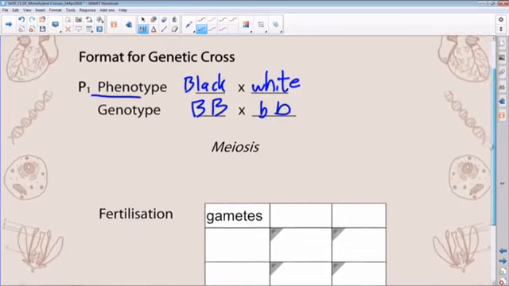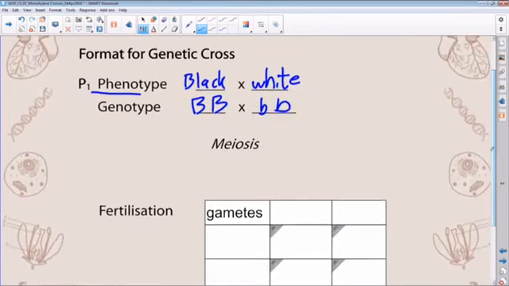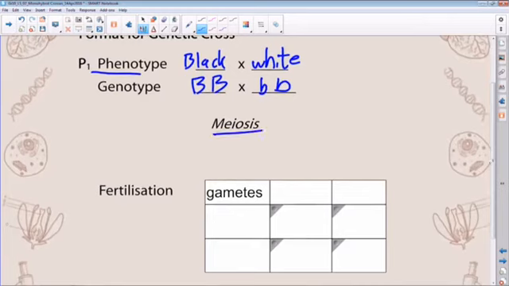Okay, and remember, you got to go to your gametes. You got to go through meiosis, do your fertilization, and then you have your gametes. And now your gametes is here. Big B, big B. So I chose that one. Okay, and then small b, small b. Can you see it? Then I did this one. Can you see how they do?